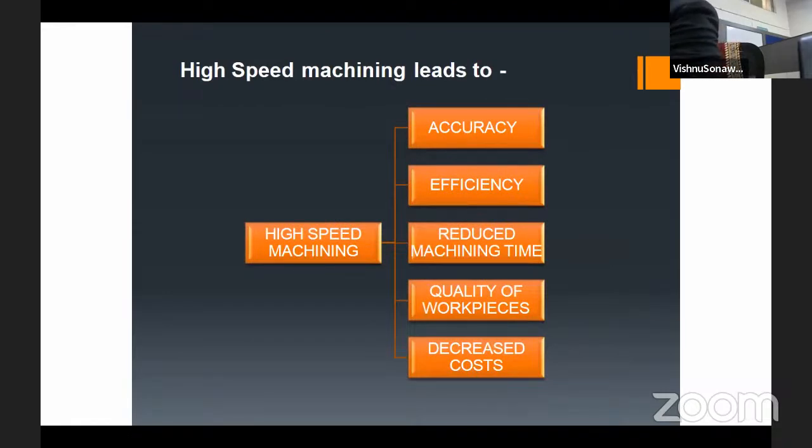But why are we going to high-speed machining? What is the purpose of this high-speed machining? What are the advantages of high-speed machining? When we go to high-speed machining, the accuracy will be more and more, and the efficiency of the high-speed machining center will be more and more, and the machining time is reduced, the quality of the workpiece is increased, and the cost of the part piece is decreased.